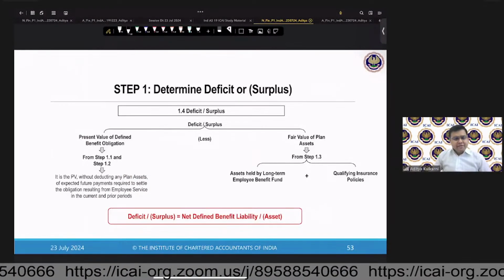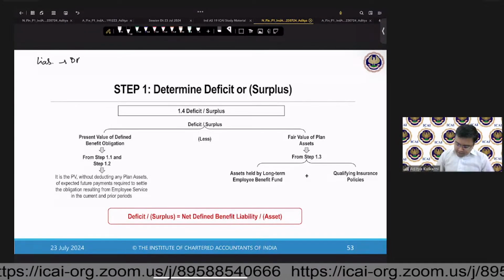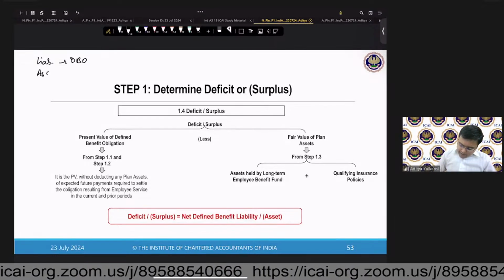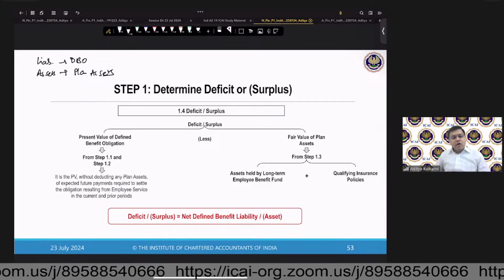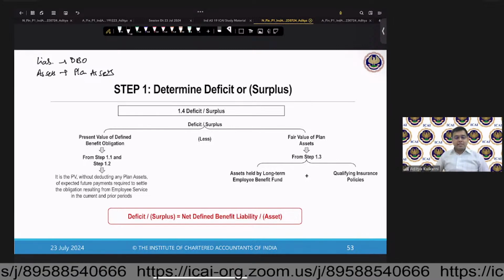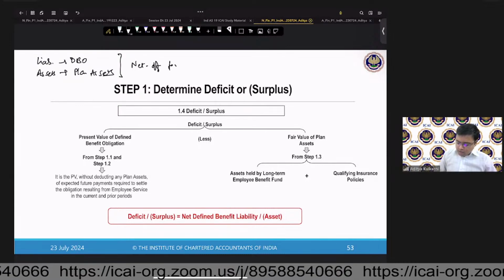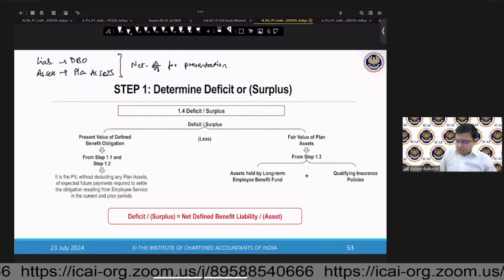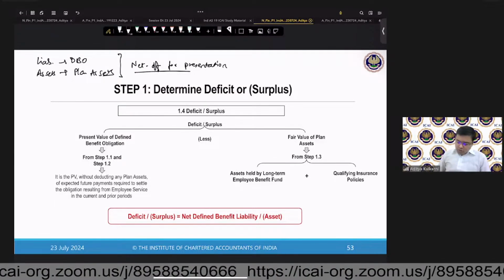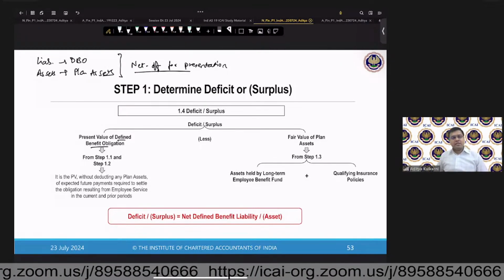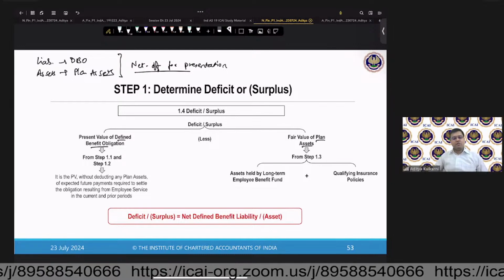What do you mean by deficit or surplus? You are having a liability, which is my defined benefit obligation. You are having assets, which is my plan assets. These assets are going to be used exclusively for the defined benefit obligation. So what the standard tells is you net off for presentation purposes. When you calculate deficit or surplus, you will have the present value of defined benefit obligation, which we have already seen, minus the fair value of plan assets.